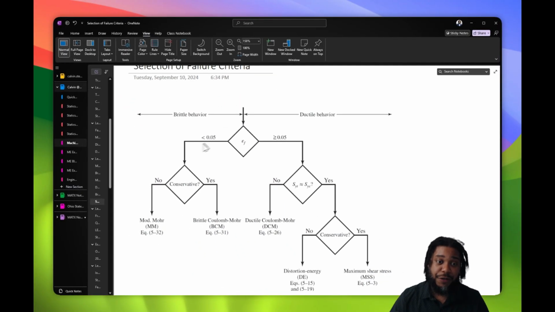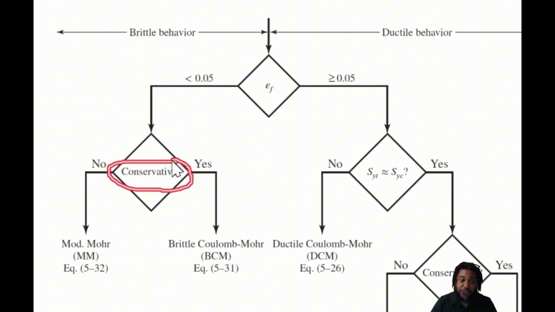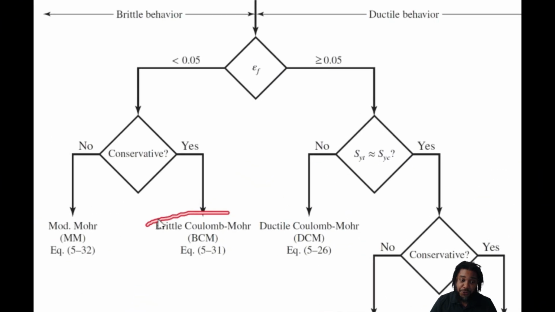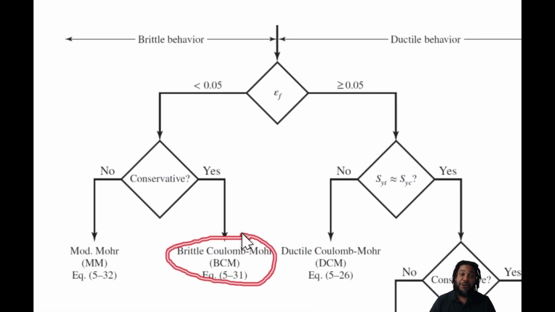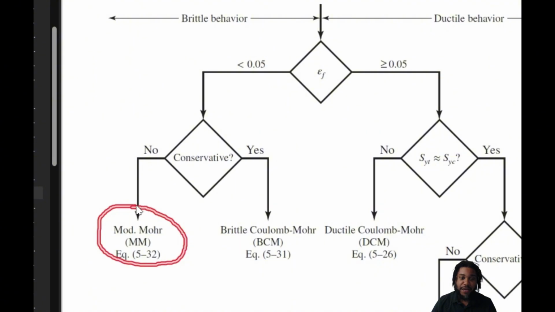Now, if we're using a brittle theory and we want to be conservative, we want a good amount of conservatism to it, meaning we want to predict failure early, we want more safety, then we should use Brittle Coulomb Mohr. But if we want more accuracy to when failure will actually occur, we want to use the Modified Mohr theory.